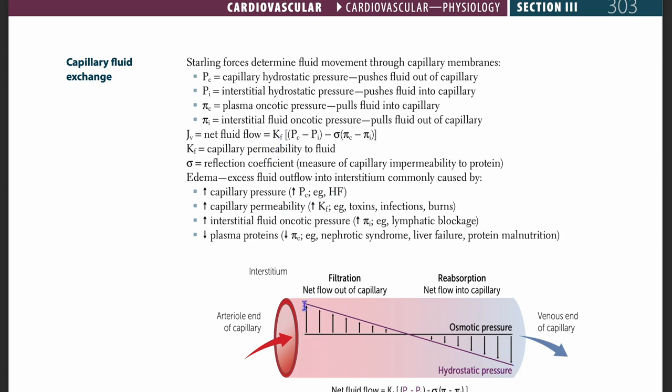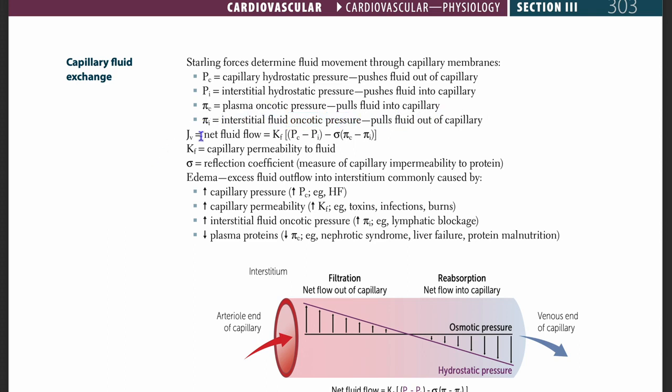I don't know how to read this, but I can explain it. I already covered that: it pushes fluid out of the capillary. Interstitial hydrostatic pressure pushes fluid into the capillary, because this is from outside, the interstitium. Then you have plasma oncotic pressure, which pulls fluid into the capillary because it's in the capillary. But if it was outside the capillary, it would pull the fluid out, because that is the interstitial fluid oncotic pressure.